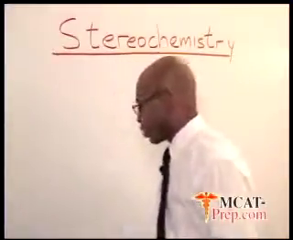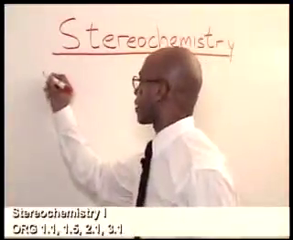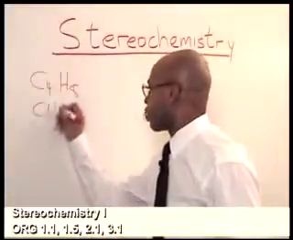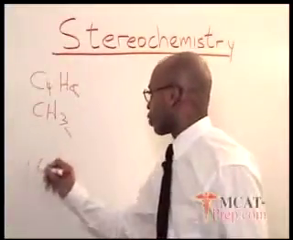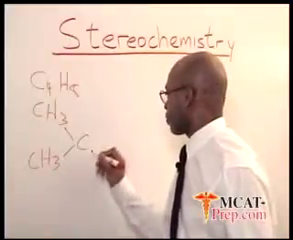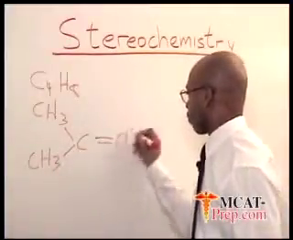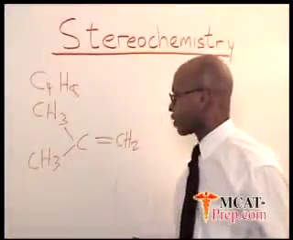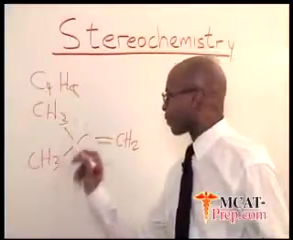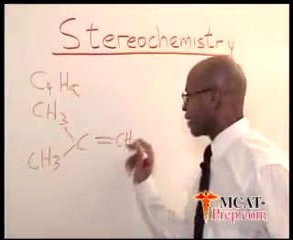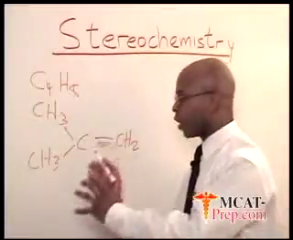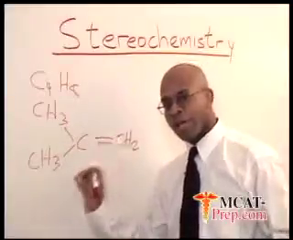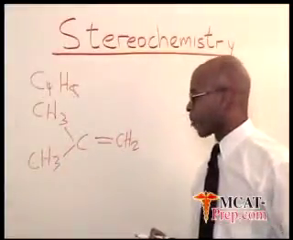For example, let's look at C4H8. We can look at this particular compound. Now note, this is C4H8. 1, 2, 3, 4 carbons. Number of hydrogens, 3, and 3, 6. 2 more here, that's 8 hydrogens. So this is one way that we can look at a compound which has the molecular formula C4H8.